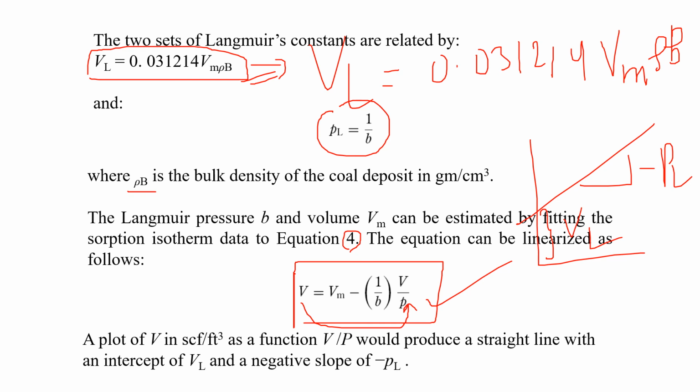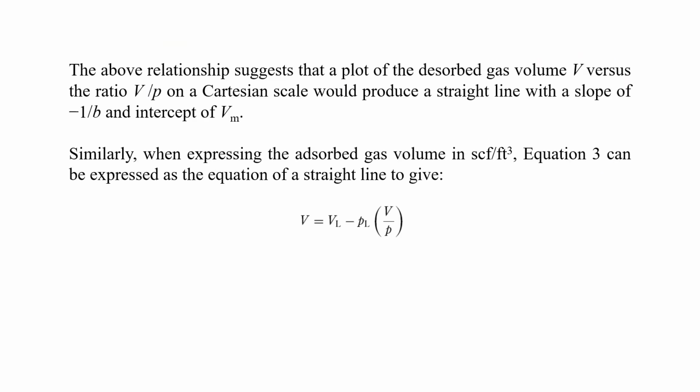Okay, actually it comes downward. I drew it upward, but it comes downward, since it is a negative slope. So from this we can estimate the Langmuir volume and Langmuir pressure. Then we can put them in this equation and find the volume of desorbed gas at constant pressure. That is the perfect study done by Langmuir. The above relationship suggests that a plot of desorbed gas volume versus the ratio V by P on a Cartesian plot produces a straight line with slope of minus 1 by B and intercept Vm.